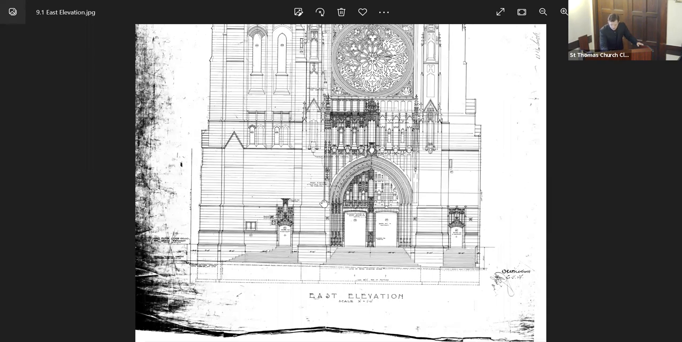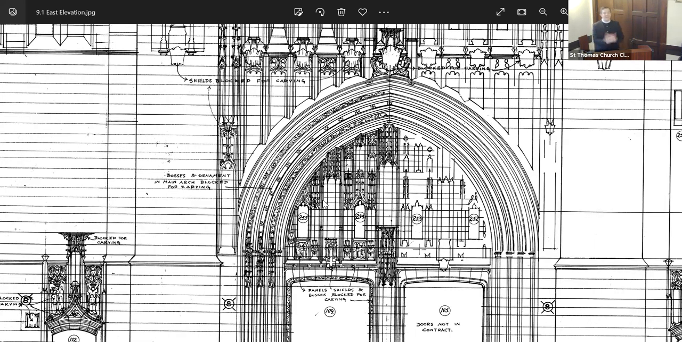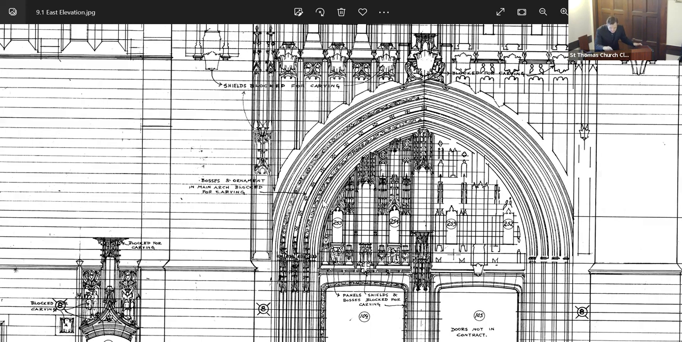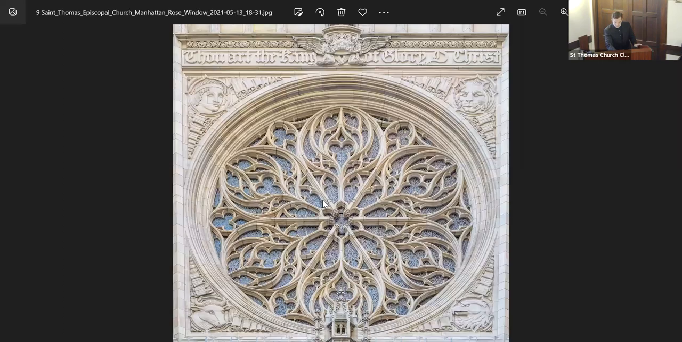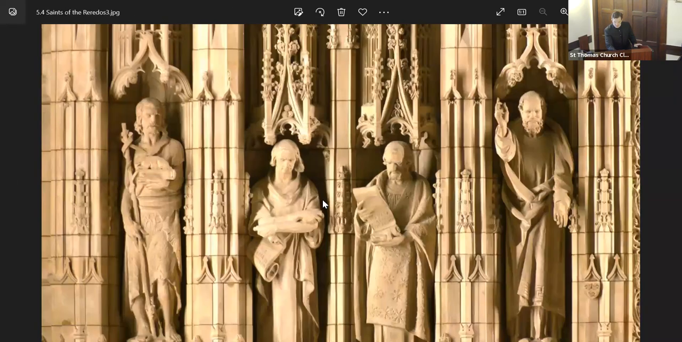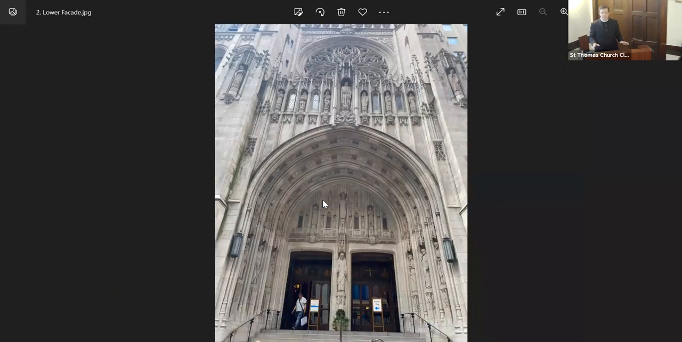What I did want to focus on with you all is this archway. All right. Now, this archway, you could have put anything in this archway based upon the plans. It says bosses and ornament in main arch blocked for carving. And so what would the team who was engaged decide to put in that archway? All right. Let's look carefully. So, can you see this, everybody? All right. So, what it seems is they chose three. I'm going to get to that. Here it is. There's three ranks. There's an outer row, a middle row, and the inner row, the inner arch.